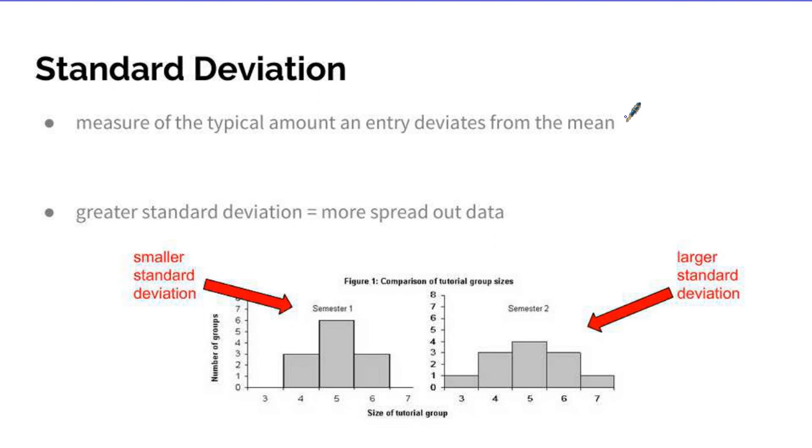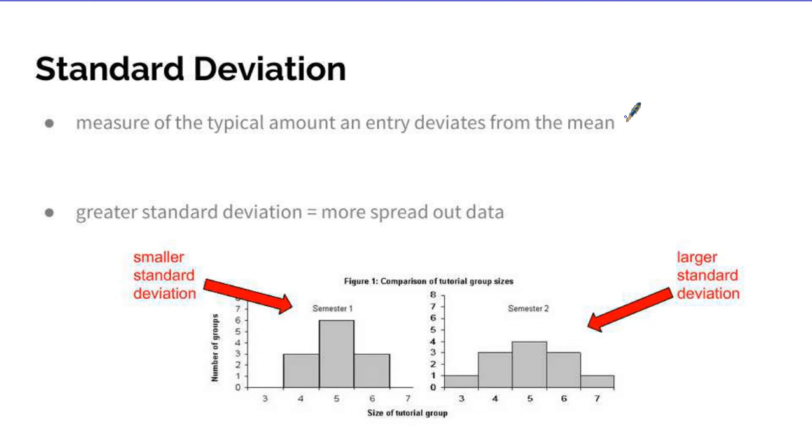Okay, and like we said, it's a measure of the typical amount an entry deviates from the mean. So it tells me, for the most part, about how far away are each of my data points from the average. So again, if I'm looking at test scores, if I have a standard deviation of 5, it tells me that a lot of my test scores are somewhere around 5 points away from the mean.